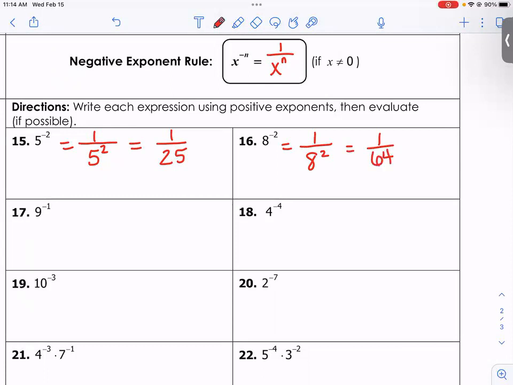So how about you rewrite for me 17, 18, and 19?